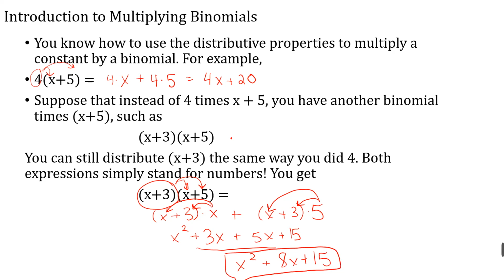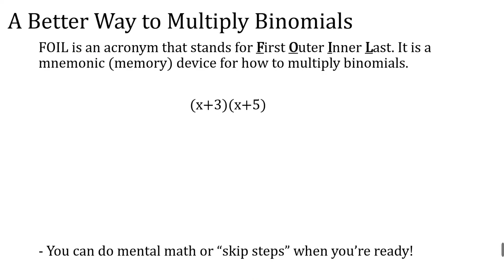So there's a quicker way to multiply than this. And we're going to use a procedure that I'll refer to as FOIL, kind of like a verb. I'll say, let's FOIL these binomials. But FOIL is actually an acronym. So if you don't remember what an acronym is, or you've never heard that before, each letter in the acronym stands for the first letter of a word.